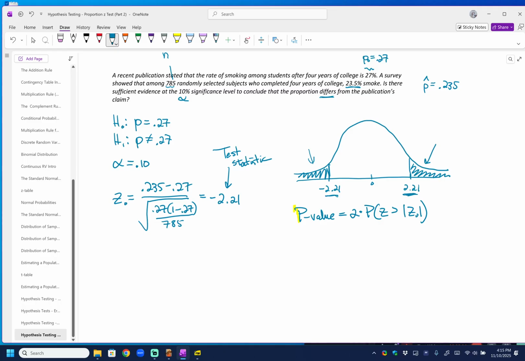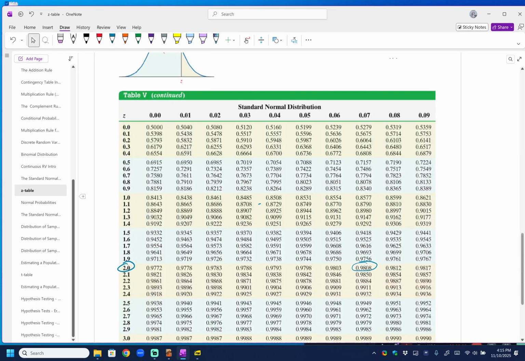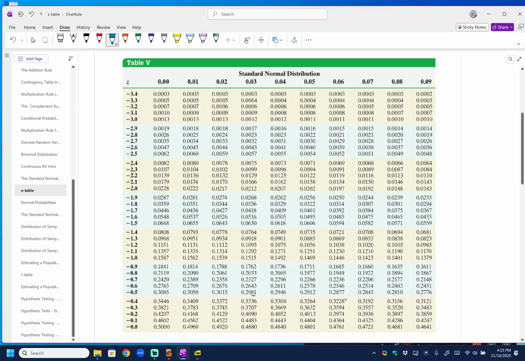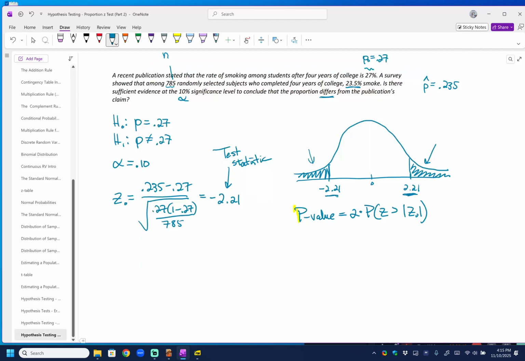So we're going to look up negative 2.21, which is going to give us this value right here, which is 0.0136. So we're looking for 2 times that, which is going to give us 0.0272. And that is going to be our p-value.